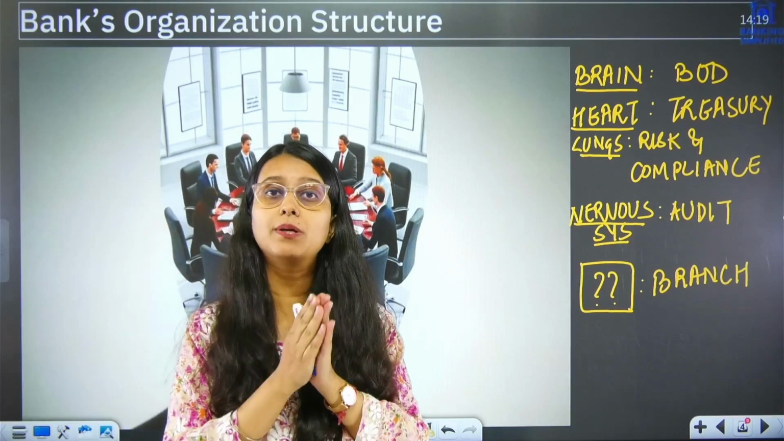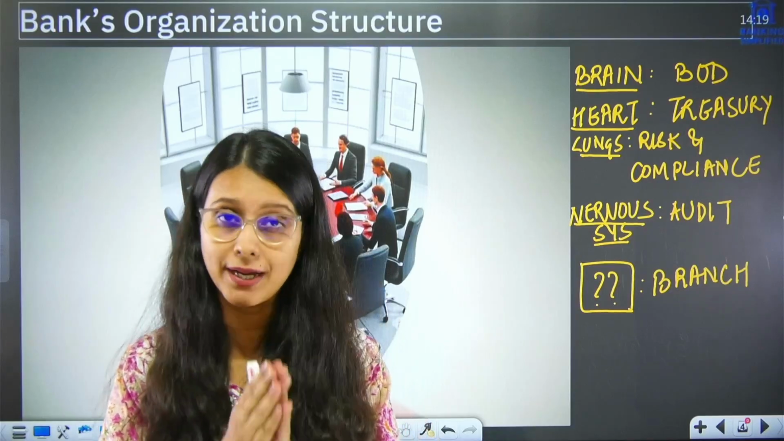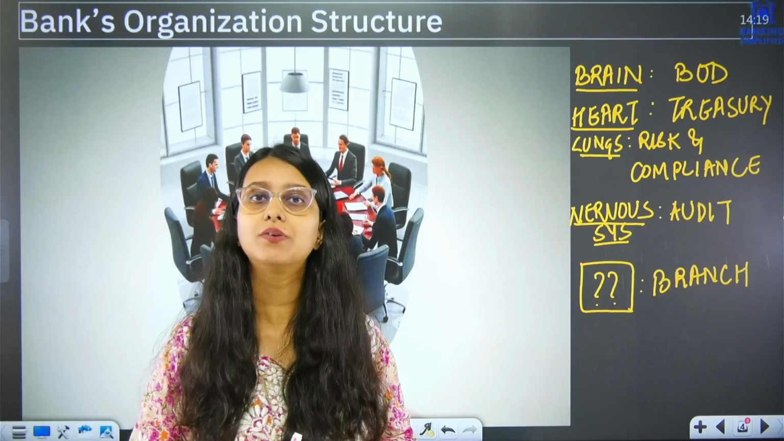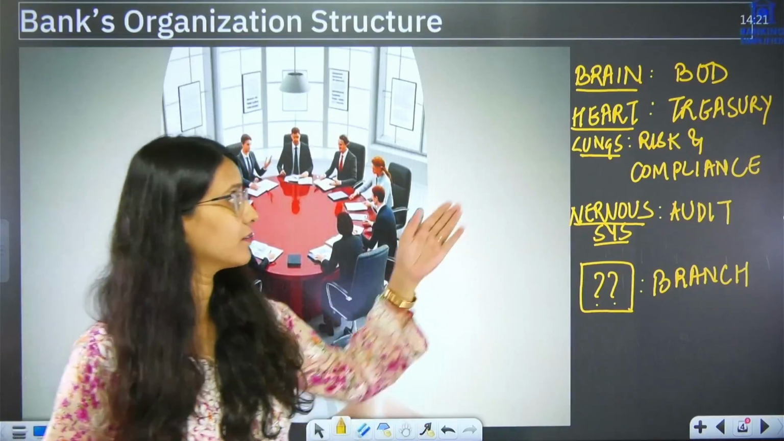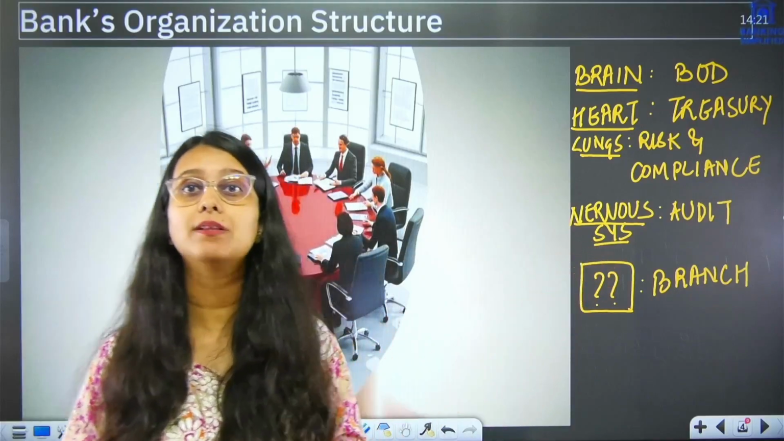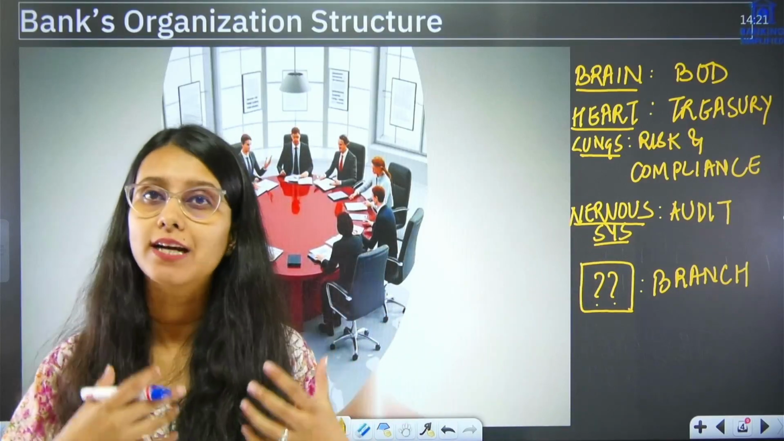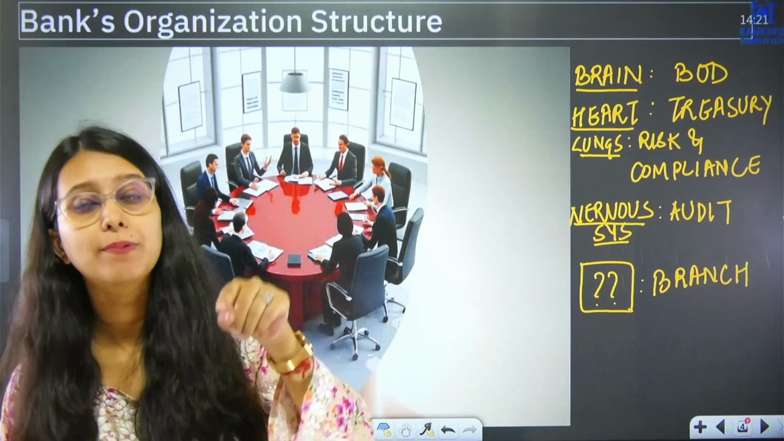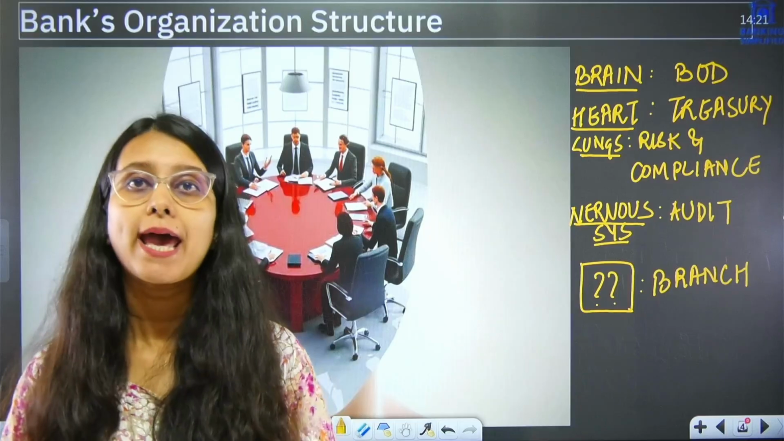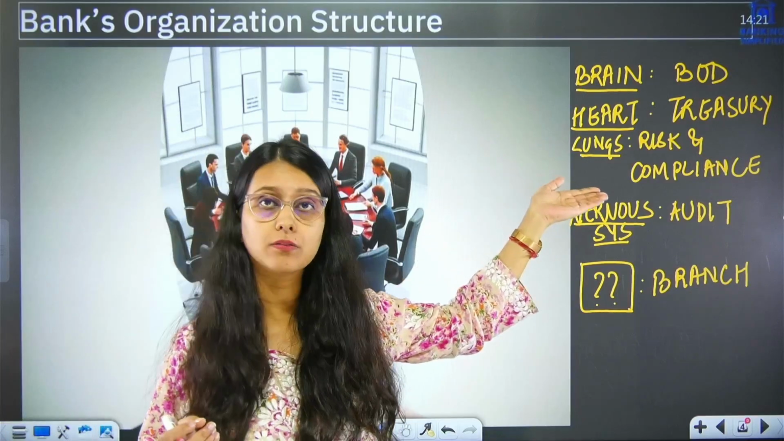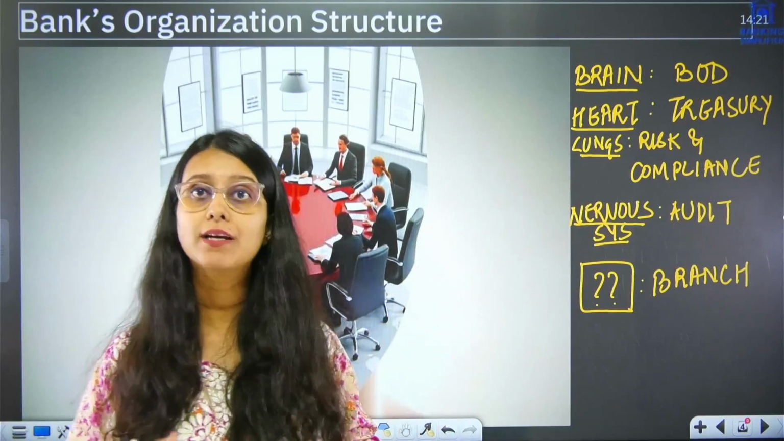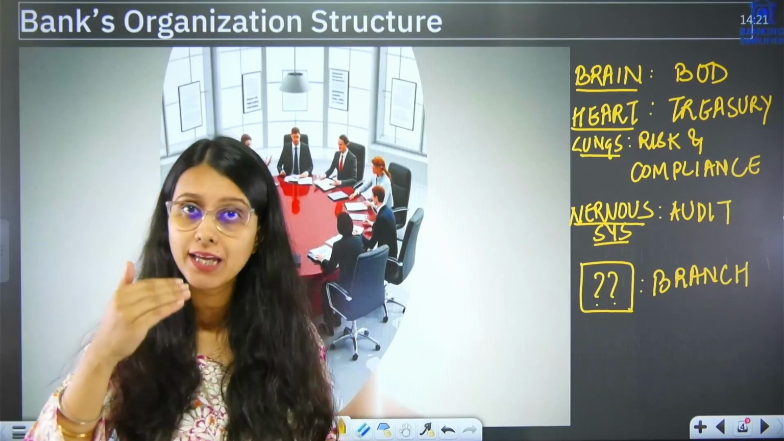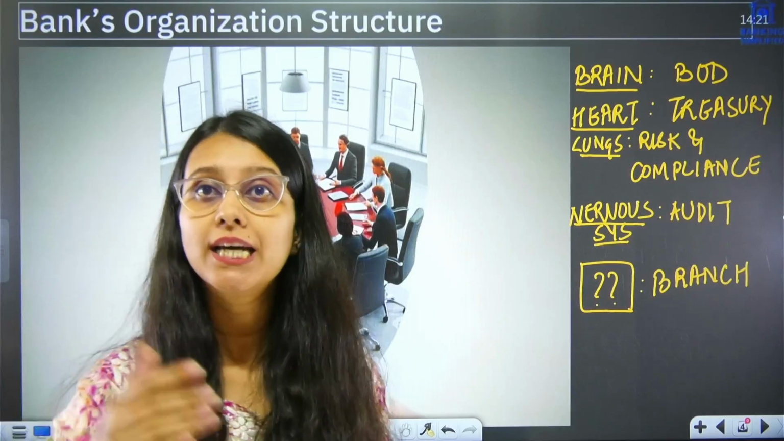That particular department is basically pumping out money to the required places, investing money so that you get the required returns. The lungs, basically the risk and the compliance department, are keeping the system clean. Just like the lungs are keeping our body clean, the risk and compliance are making sure that you are complying with the RBI regulations, and whatever risks are coming to the bank, it's making sure that it is keeping the system, the bank, clean by keeping away those risks at a distance.